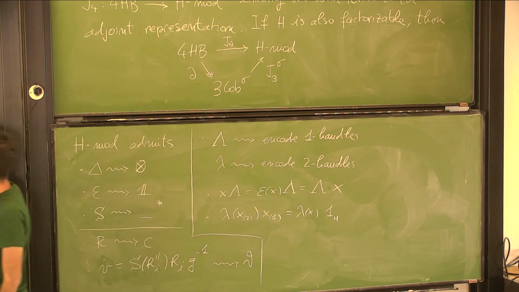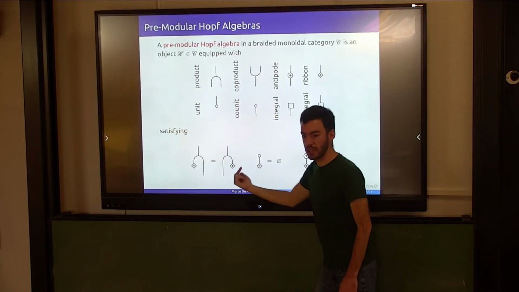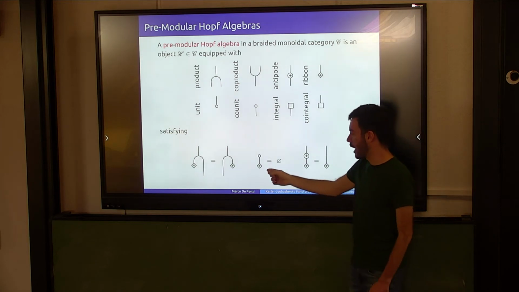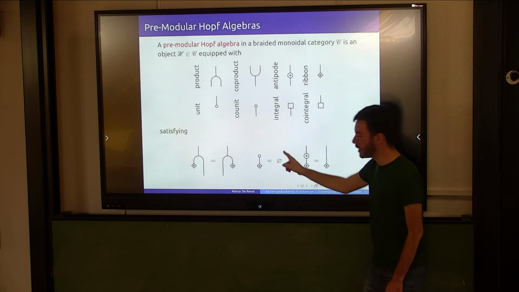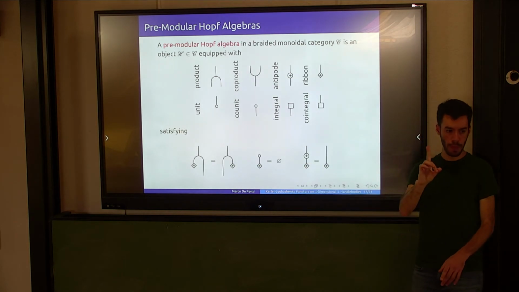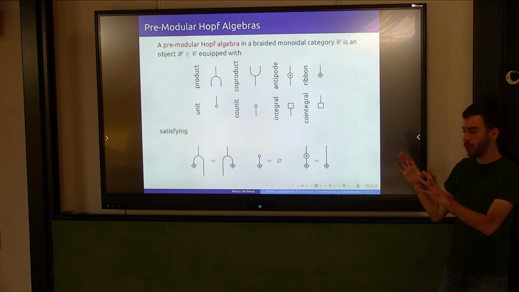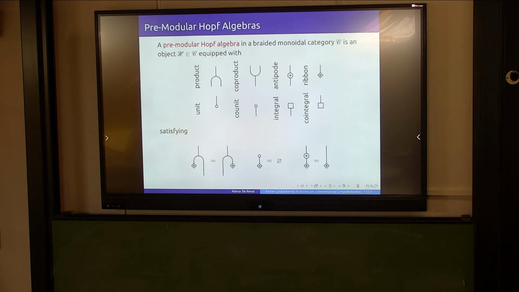And the ribbon element, yes, so it's a morphism from the tensor unit to H, which is a central element, so multiplying on the left or on the right is the same thing, and it has a trivial co-unit, so it has co-unit 1. So empty diagram means scalar 1. This tells you that the co-unit is 1. It's fixed by the antipode. So all these things are satisfied by the standard version of the notion of a ribbon Hopf algebra.